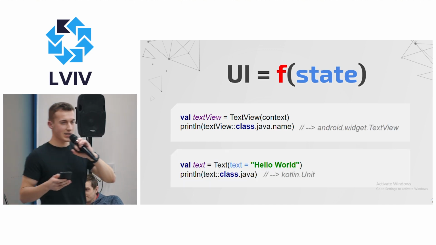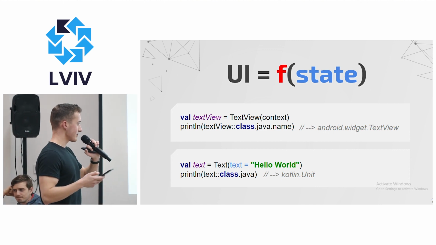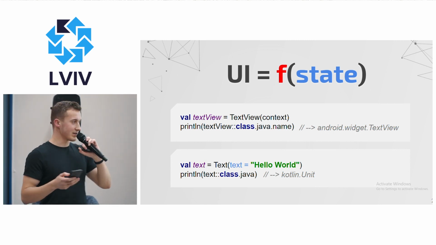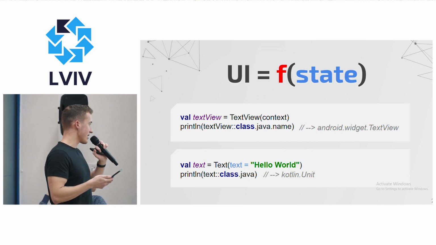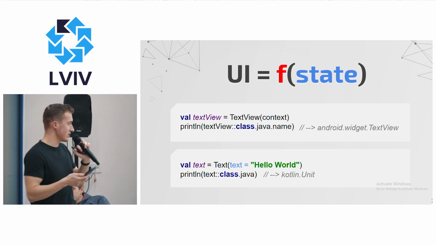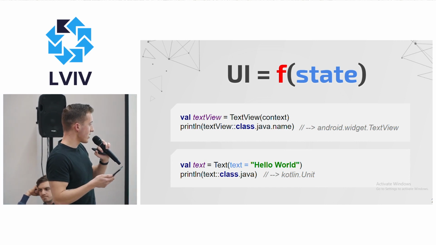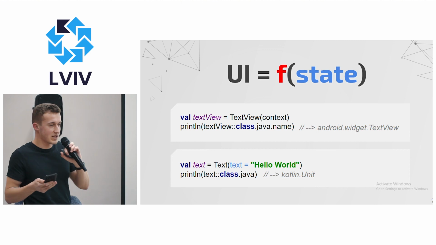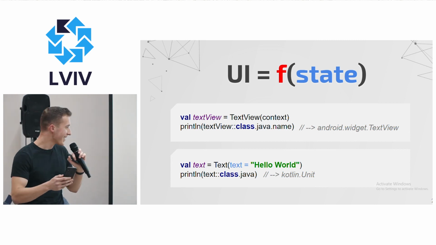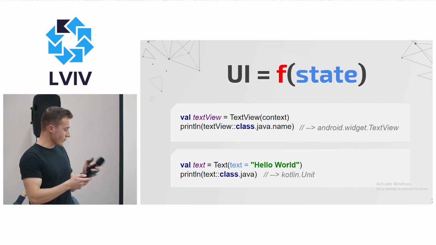Kotlin Unit. So it returns, I would say, nothing. It has no state. You can't get any state from this function. It's like it tells you, hey bro, I have no state, I can't give you anything. Sorry.